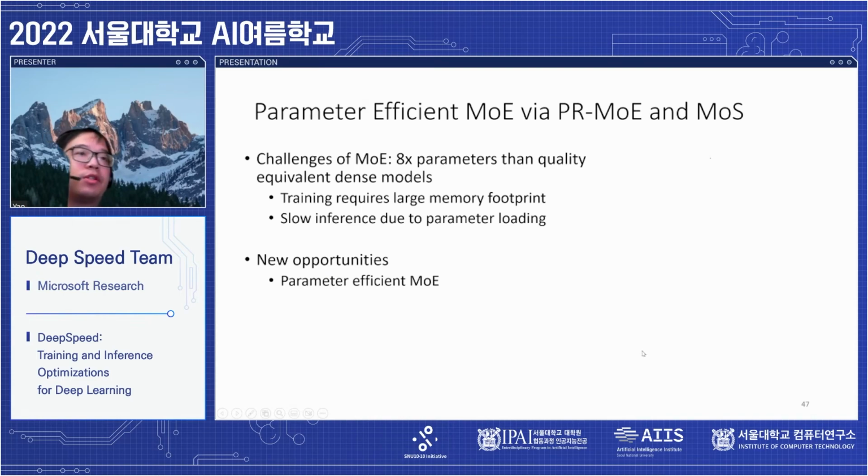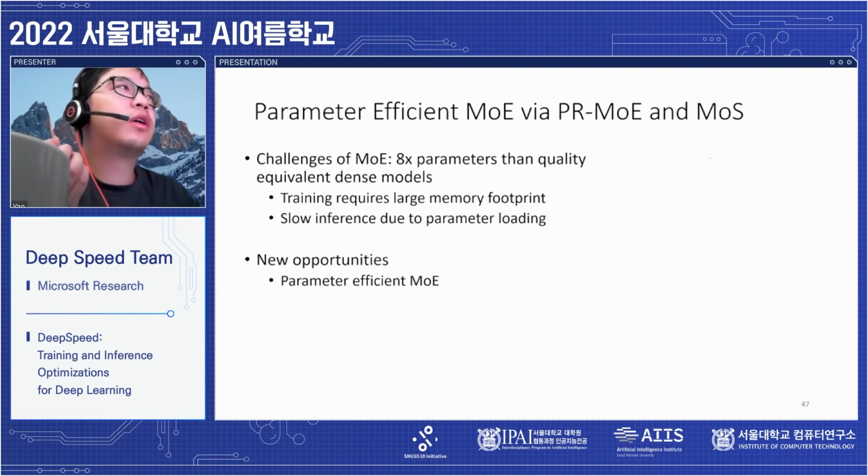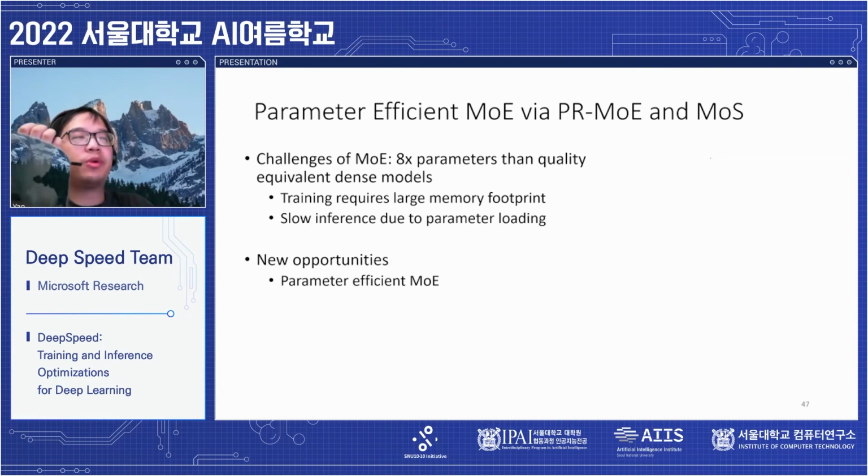Besides applying quantization, we also design new architectures. Reza and Panj already showed a great opportunity for DeepSpeed to do inference and training. One of the currently most popular model architectures is MoE. However, the main challenge of MoE is that it has 8x more parameters than the quality-equivalent dense model.